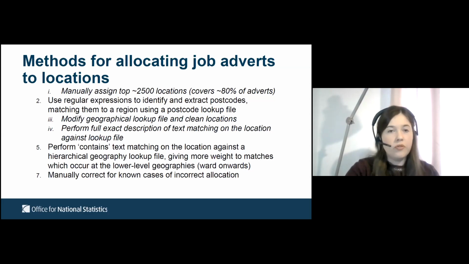And the text that is in normal font is consistent with what we have published on our website at the moment. So as well as our current existing methodology, which involved extracting postcodes and matching them to regions and doing some text matching of locations, and then finally applying some manual corrections, we've added in a few additional steps. So the first one being an initial manual assignment of locations. And what that does is it targets the most frequently occurring locations. And we quickly saw in the data that 2,500 locations actually cover 80% of all the job adverts that we have.